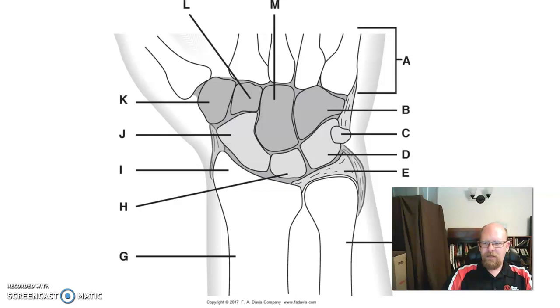So let's take a look at the joint capsule. It's also called the radiocarpal joint, but don't let the name deceive you. The capsule incorporates all of this right here, including the ulna. And it is reinforced by the ligaments, the palmar, the dorsal, the ulnar collateral, and radial collateral ligaments.